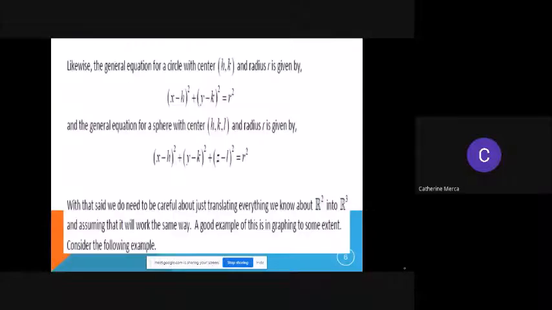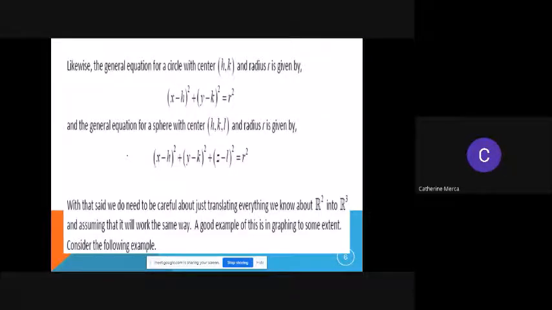So the general equation for a circle is (x minus h) squared plus (y minus k) squared equals r squared. For a circle, it's flat, right? But for a sphere, it's in 3D, so you'll have (x minus h) squared plus (y minus k) squared plus (z minus l) squared, which is equal to r squared. So for a sphere, an example is a ball, like a football or a basketball. You can see it's 3D.